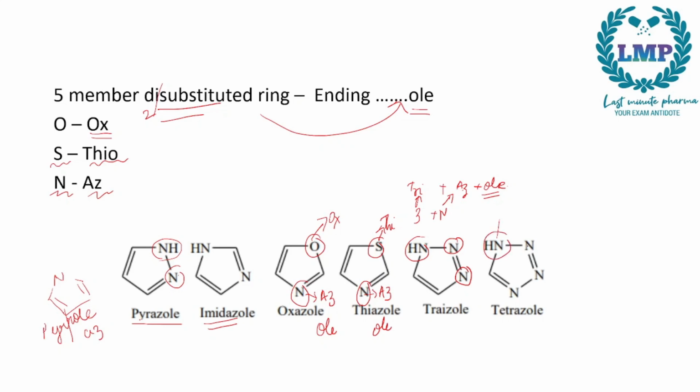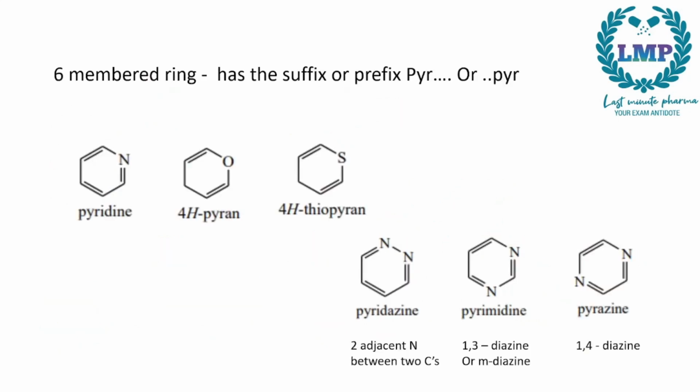Then if it's a four nitrogen, five-membered ring with two double bonds, 4 is tetra, nitrogen is aza, five-membered ring with two double bonds is ole, so we will get tetrazole. I hope this trick is useful.